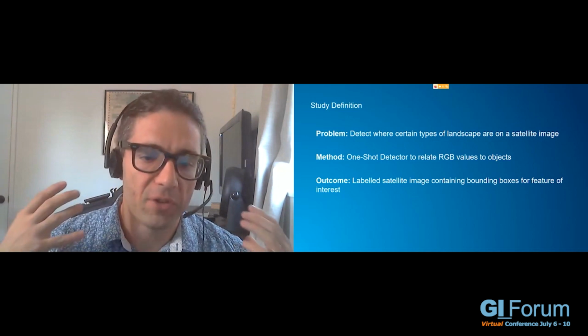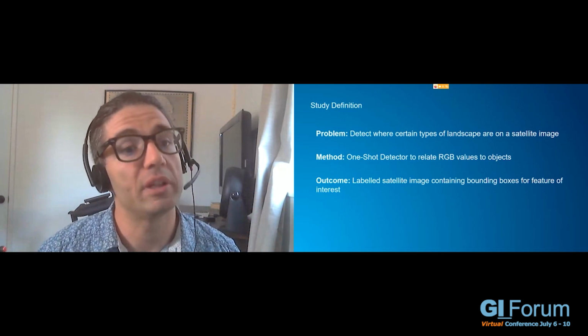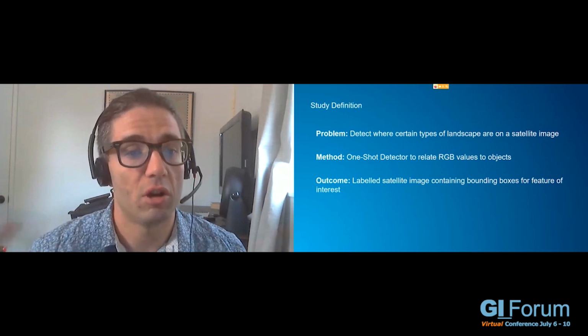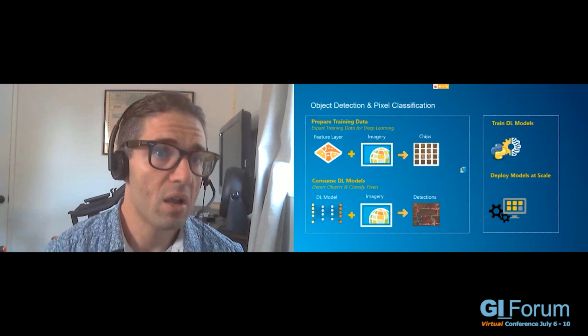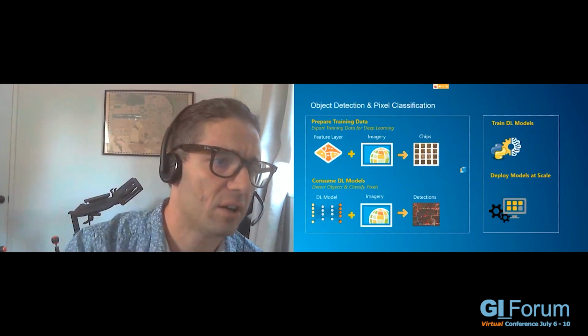And then, after the training is done, after the validation shows that the algorithm is accurately capturing what we want to capture, we apply this method to a larger satellite image just to find this feature that we're interested in. And in terms of a workflow, we start with imagery.